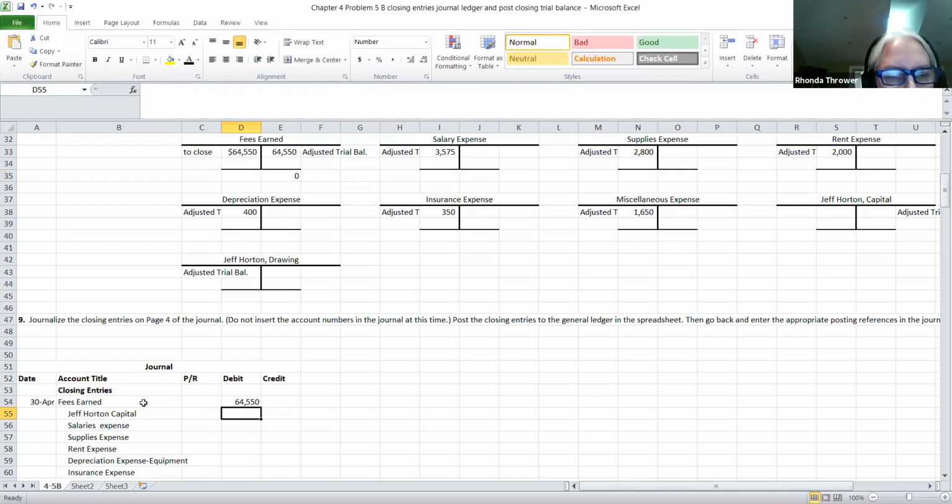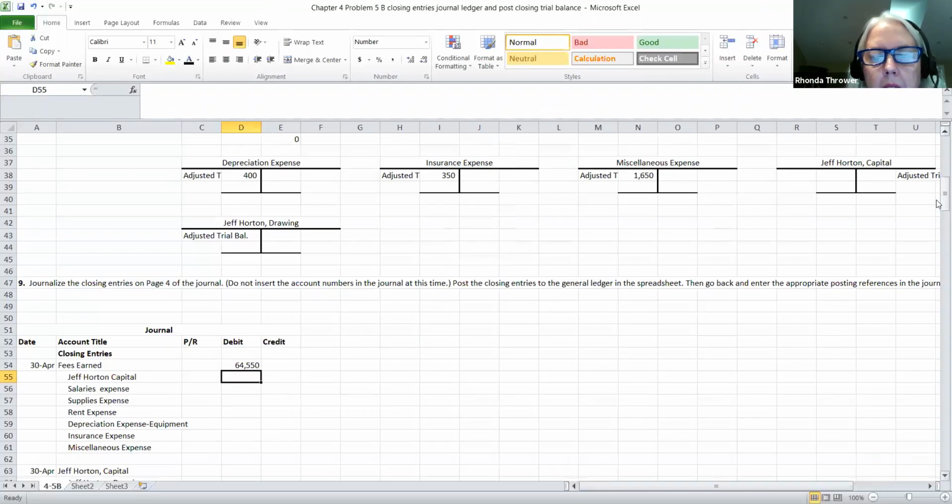This is the only time that fees earned really should be debited. If you've debited fees earned, it's usually because you've made a mistake, which we're not going to be doing, or you're in the closing process, which we're finally in. So this debit will go into the journal. Notice I skipped over my post reference. We will be posting these closing entries to the formal ledger, which I've got below here.